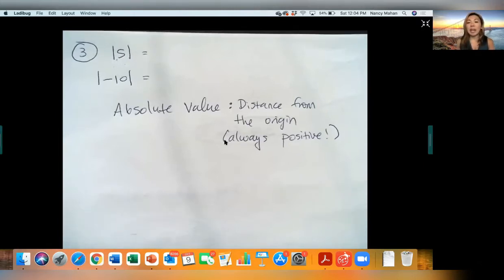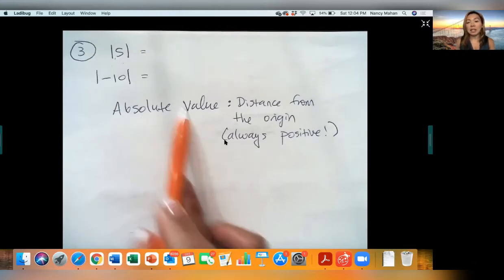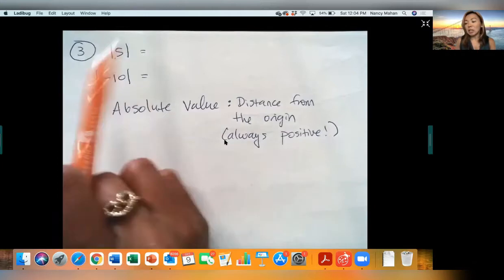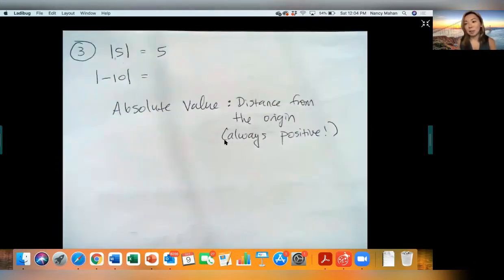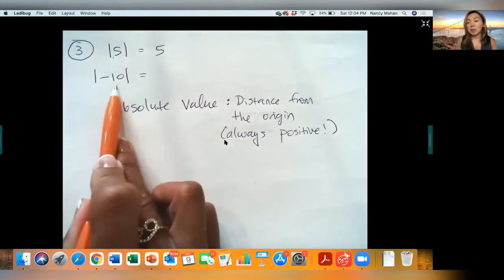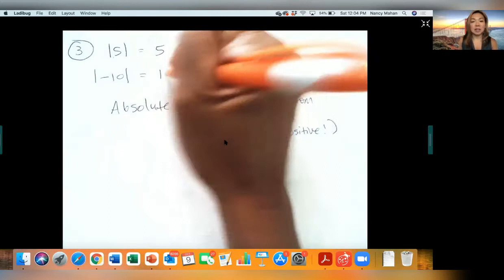So whenever we answer a question with an absolute value in it, the answer for that portion will always be positive. So here, when we see the number 5, the answer is going to be 5 because it's the positive version of 5. The absolute value of negative 10 will be positive 10.